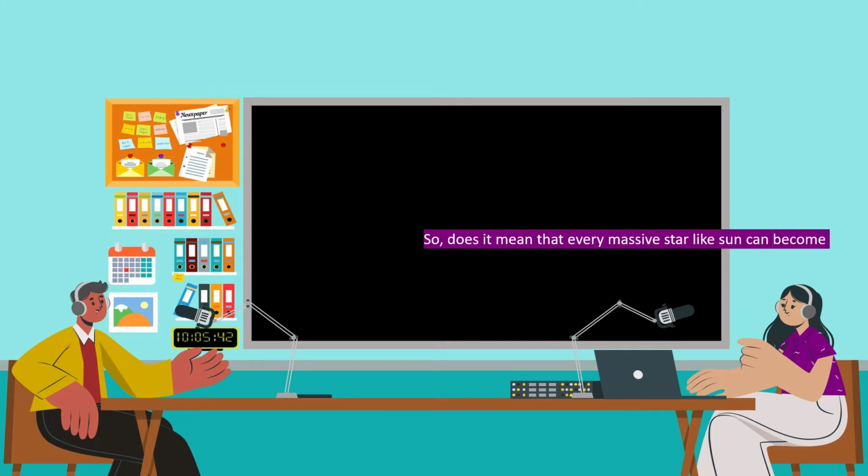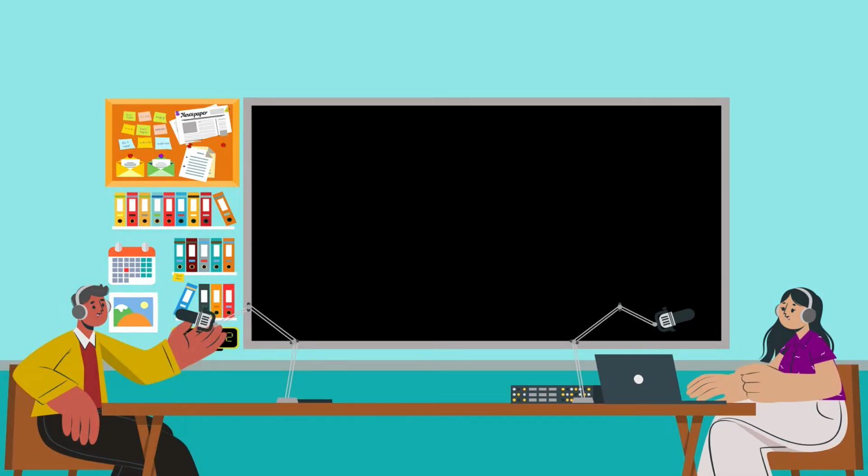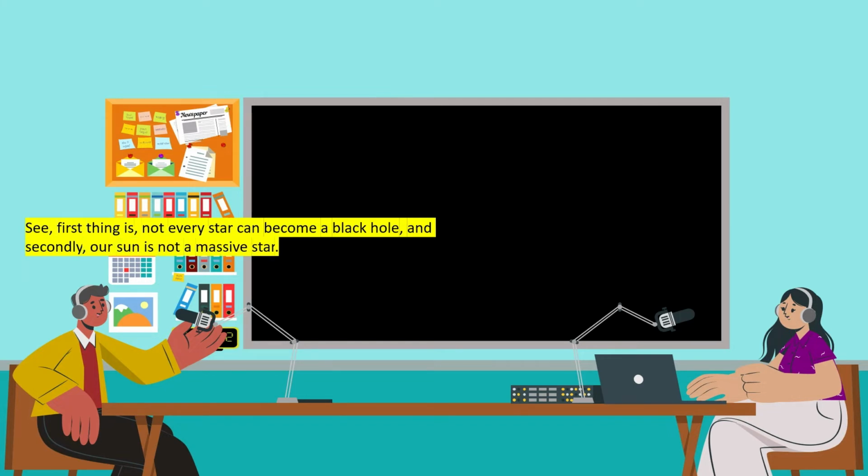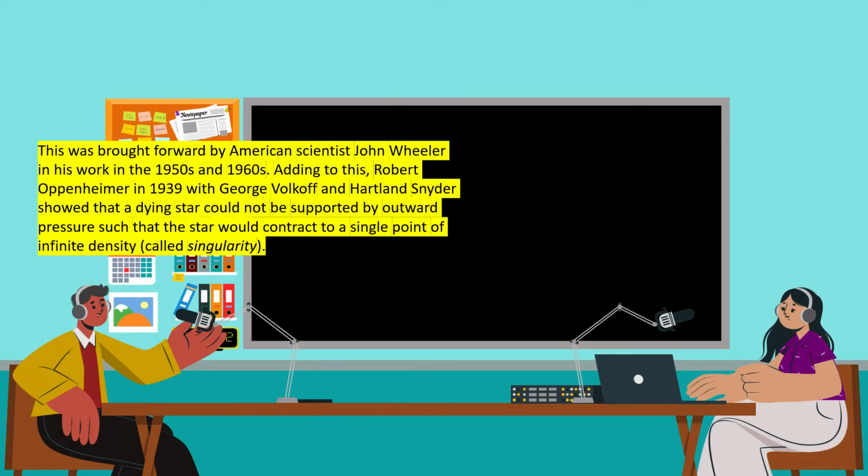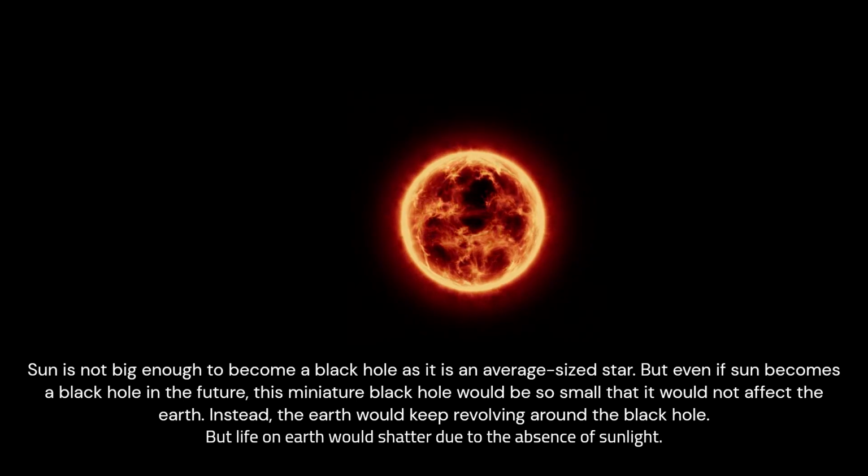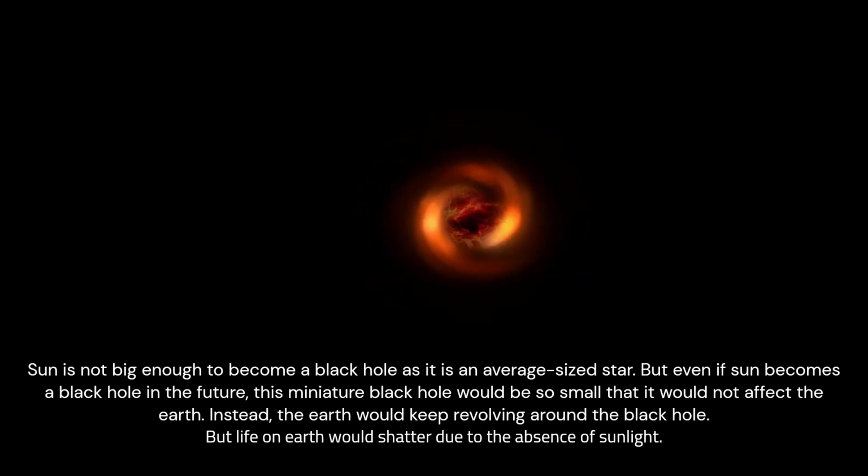So, does it mean that every massive star like the Sun can become a black hole? And what if the Sun becomes a black hole? See, first thing is, not every star can become a black hole, and secondly, our Sun is not a massive star. The Sun is not big enough to become a black hole as it is an average-sized star.